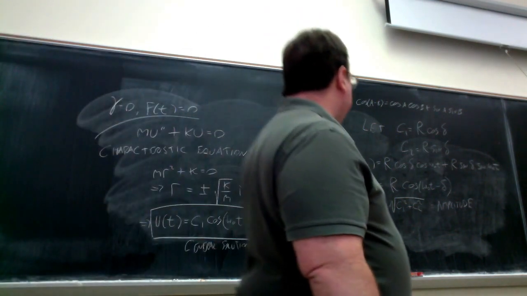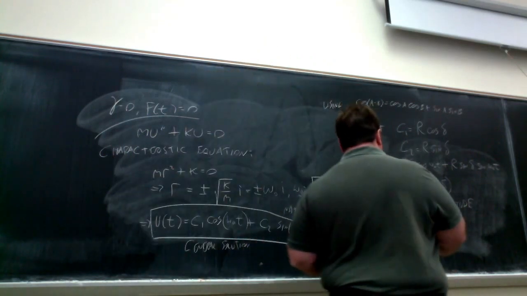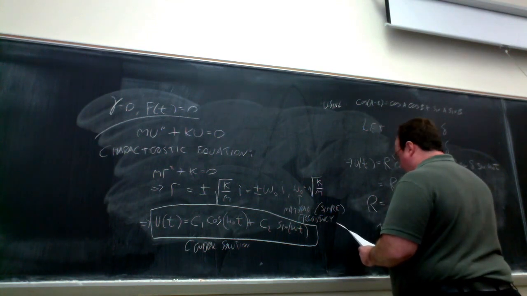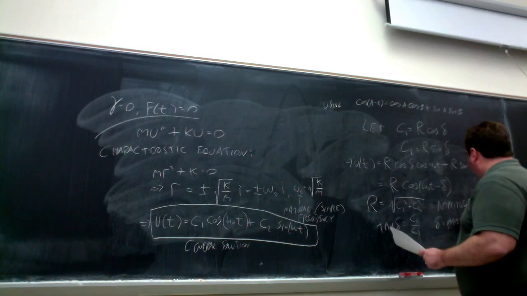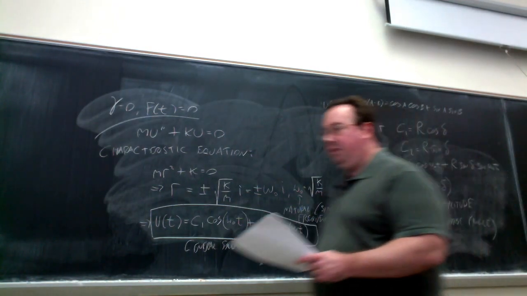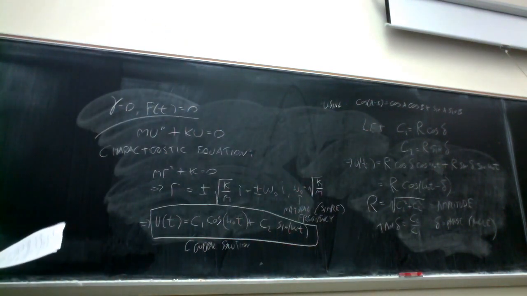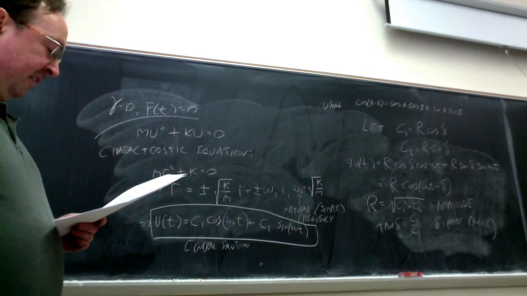Now, once you have C1 and C2, you can get the amplitude. What you can also get is tangent of delta is equal to C2 over C1, and delta is called the phase, also called the phase angle. So it gives you an idea of, because this is an endless wave, what's the starting position of the wave, for instance, at t equals 0.